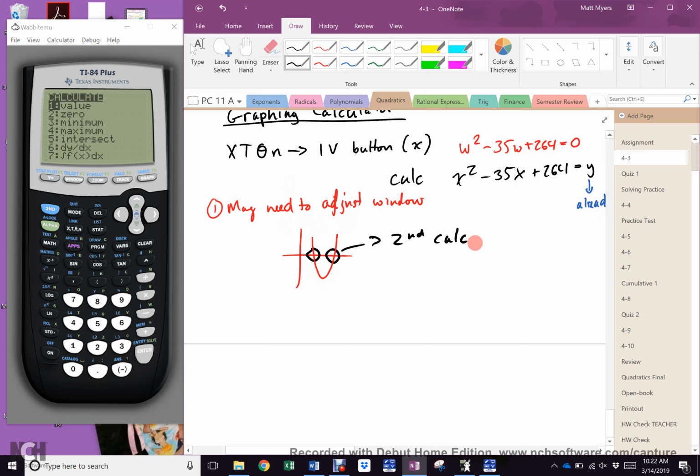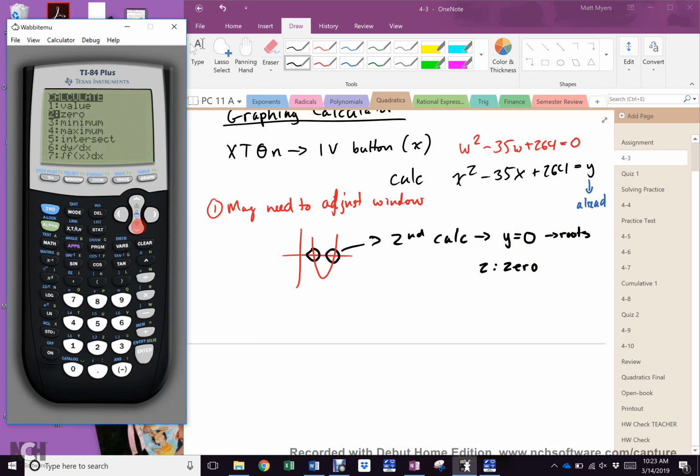Okay. What we are looking for here, second calc allows us to find all kinds of stuff. But right now, we are looking for the point where y equals 0. Because those are the roots. Because those are the x values. So here we want choice 2, which is 0. So everybody either highlight 2 or push 2. And now we get to weirdness.